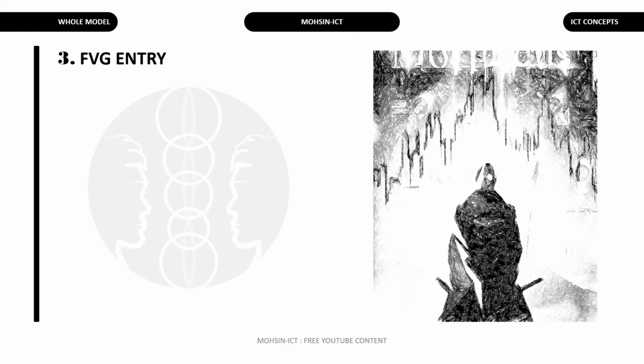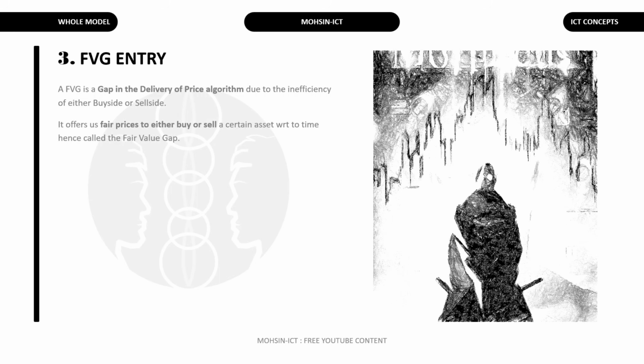Our next concept to be used is the fair value gap entry. First of all, let me define what a fair value gap is. A fair value gap is a gap in delivery of the price algorithm due to inefficiency of either buy side or sell side. It offers us fair prices to either buy or sell a certain asset with respect to time, hence we call it fair value gap.